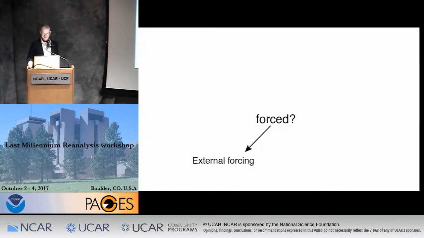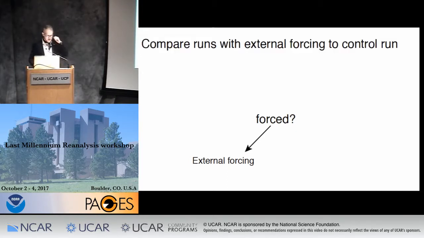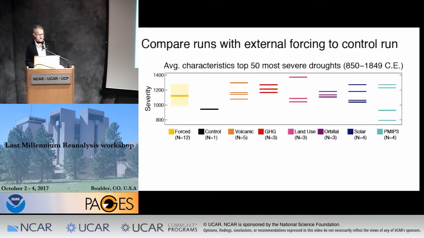What I really want to talk about is the external forcing of drought. Typically, when we approach this problem, we're going to take runs with transient external forcings, and we're going to compare them to a control run that's got constant pre-industrial forcing conditions. So what I'm showing here is the average characteristics of the top 50 most severe droughts. So I've identified 50 droughts in each of these simulations. I'm looking at their average severity.